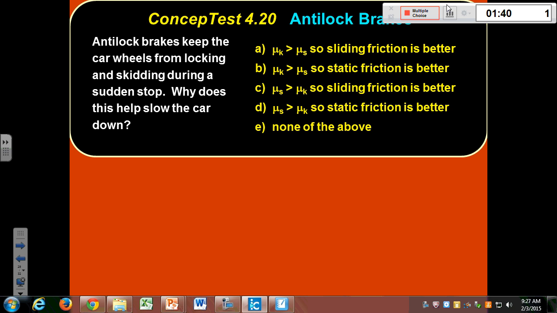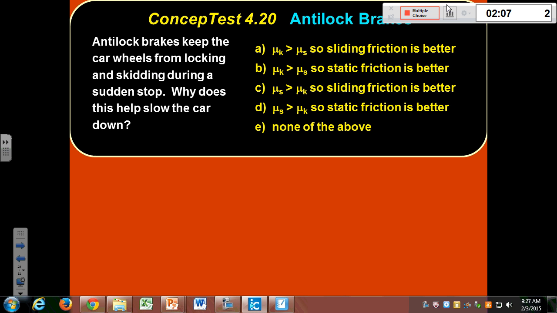But when the wheel locks up, what happens to the surface of the tire and the road? It slides like that. And that's what type of friction? That's kinetic friction. So your anti-lock braking system, what it does is it keeps your wheels spinning but slowing down so that your static friction is always at play.